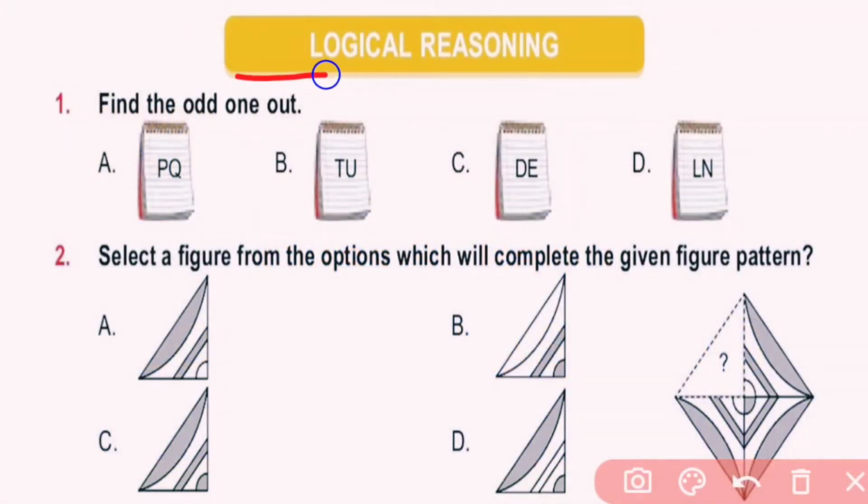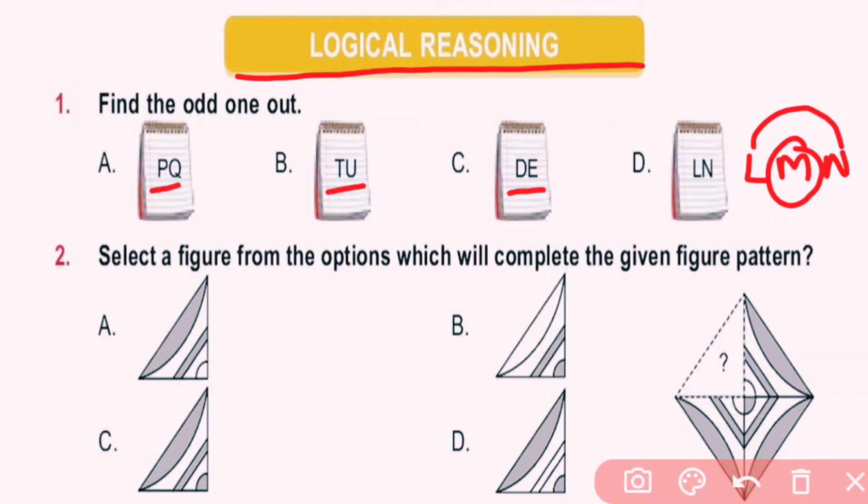Let's start with logical reasoning. Question number 1. Find the odd one out. In option A, P is followed by Q. In option B, T is followed by U. In option C, D is followed by E. But in option D, L, M, N. M is in between the L and N. So D is odd one out.